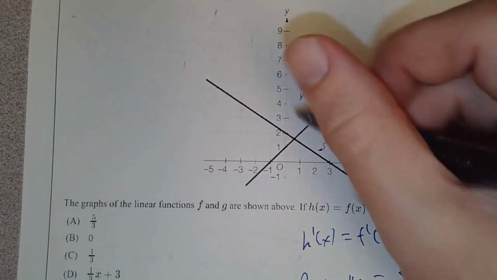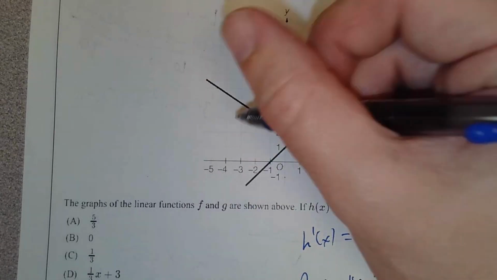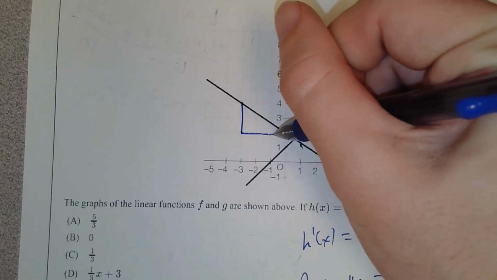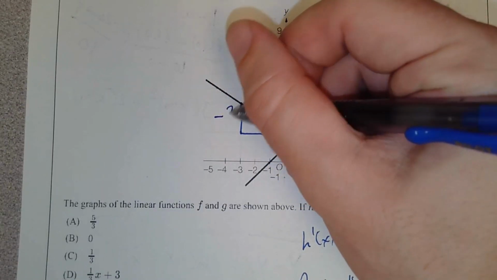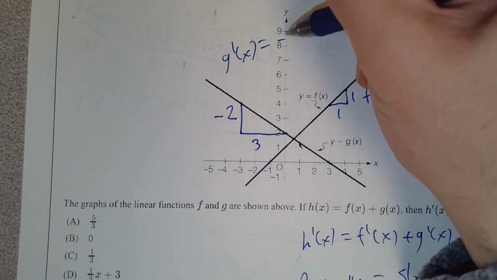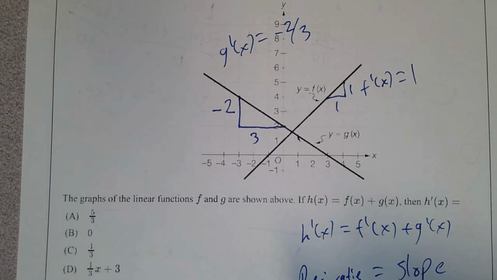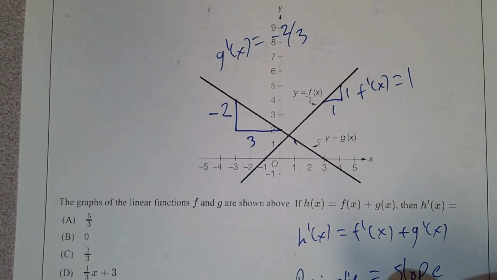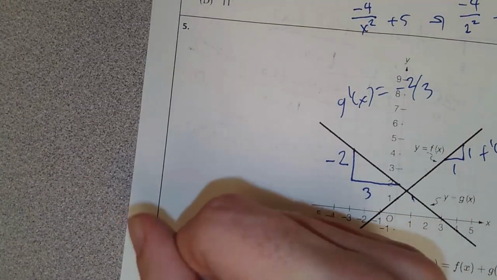The slope is 1. And the derivative of g of x is, let's see here, I need 2 points, here to here. Yeah, that's negative 2 over 3. So the derivative of g of x equals negative 2 over 3. So let's plug it in. h prime of x equals derivative of f of x, which is 1, plus derivative of g of x, that's minus 2/3. 1 minus 2/3 equals 1/3.